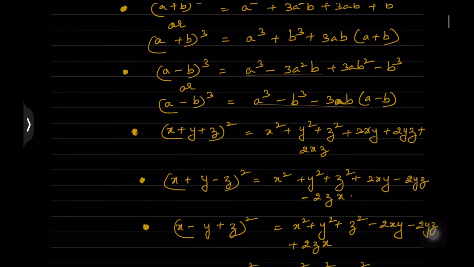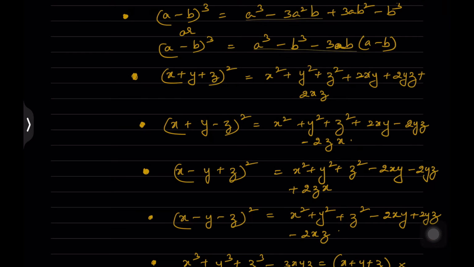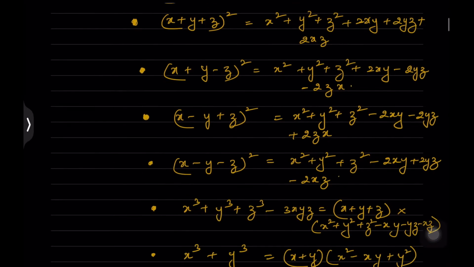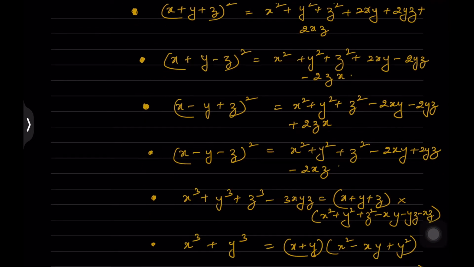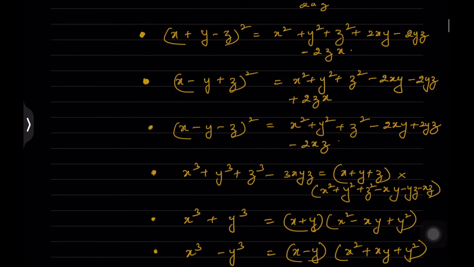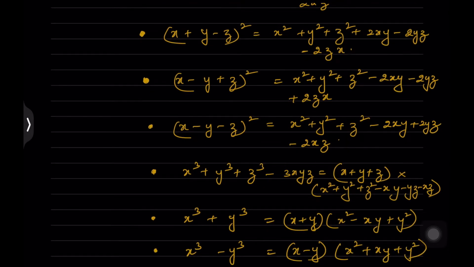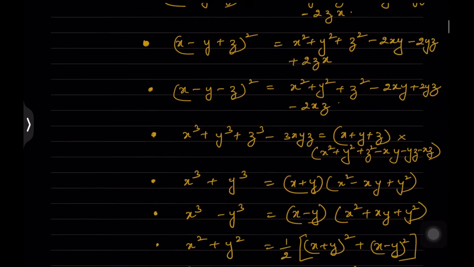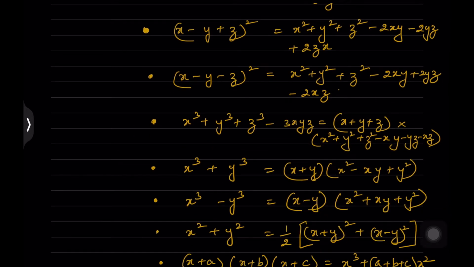Then we have (x plus y plus z) whole square is equal to x square plus y square plus z square plus 2xy plus 2yz plus 2xz. Then (x plus y minus z) whole square is equal to x square plus y square plus z square plus 2xy minus 2yz minus 2zx. Then we have (x minus y plus z) whole square is equal to x square plus y square plus z square minus 2xy minus 2yz plus 2zx. Then (x minus y minus z) whole square is equal to x square plus y square plus z square minus 2xy plus 2yz minus 2xz.